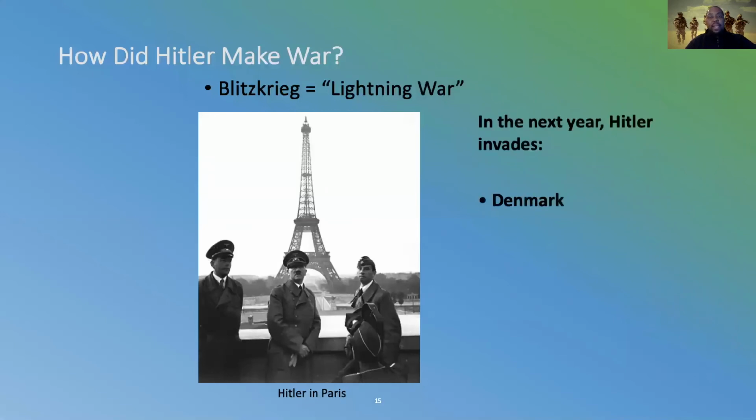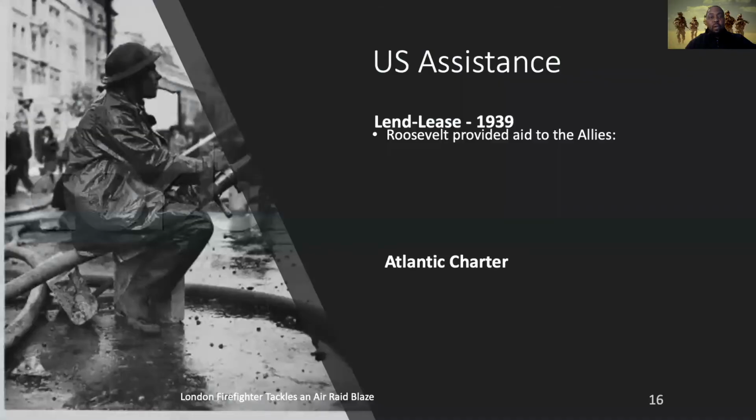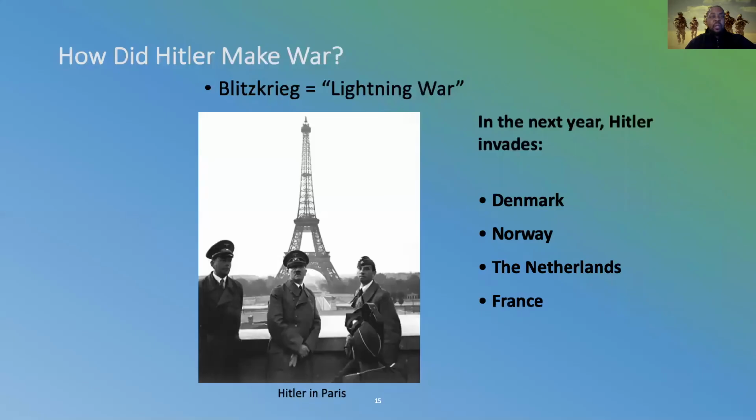So how did Hitler make war? Oh, sorry about that, went too far. So in the next year, Hitler invades Denmark, Norway, the Netherlands, and France. So in March 1936, against the advice of his generals, Hitler ordered German troops to reoccupy the demilitarized left bank of the Rhine.